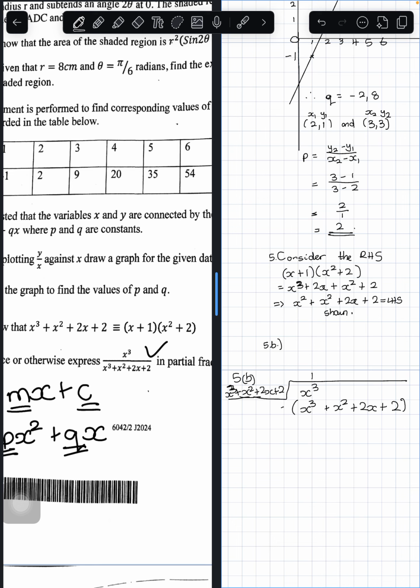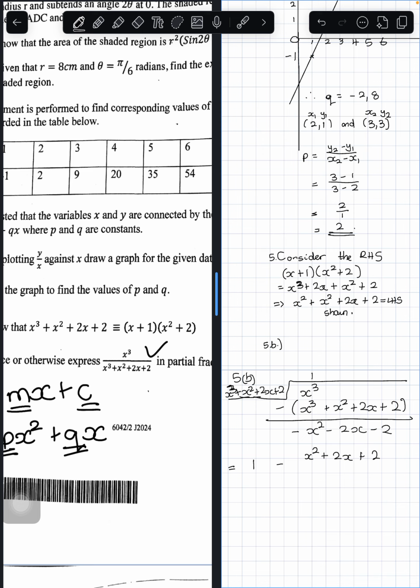And then the next thing that you're going to do there is we're going to subtract. So x cubed minus x cubed is 0. So here, below here, we're left with minus x squared minus 2x minus 2. This is our remainder. So our answer is equal to 1 minus x squared plus 2x plus 2.